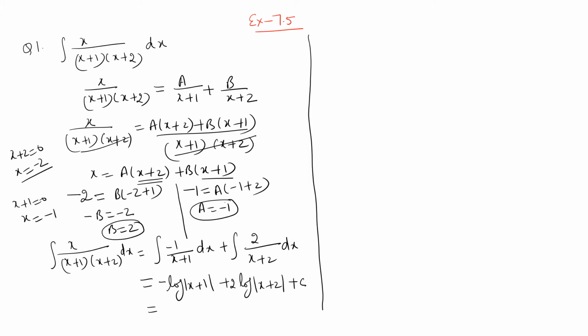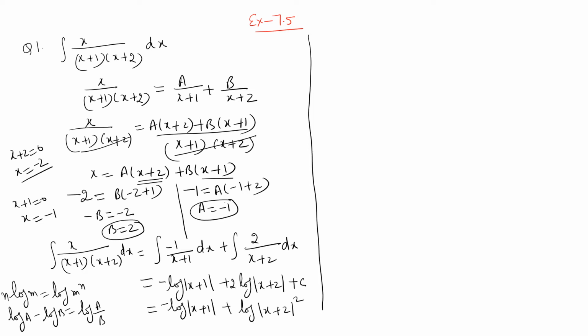Okay. Now the property of log, log m raised to power n, will be used here. Altogether, one more property, log a minus log b is equal to log a upon b. So both these properties I'll be using. So it is minus log of mod x plus 1 plus log mod x plus 2 whole square, the property this one I have used, okay, plus c.